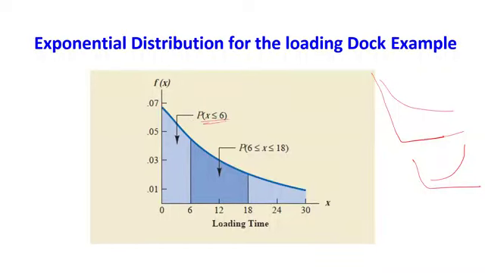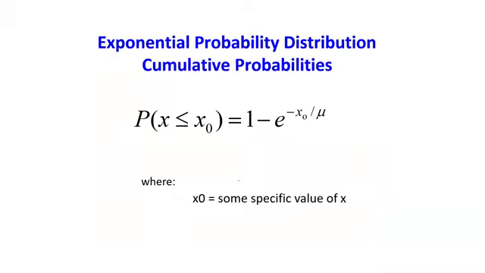If I say probability of x less than or equal to 6, then I'm talking about this particular region. If I'm saying probability of x between 6 and 18, then first you have to find the probability of x less than 18 and then subtract the probability of x less than 6, just the way we have done for the normal distribution. So out of the entire portion, you subtract this particular area, and then you will get this part.